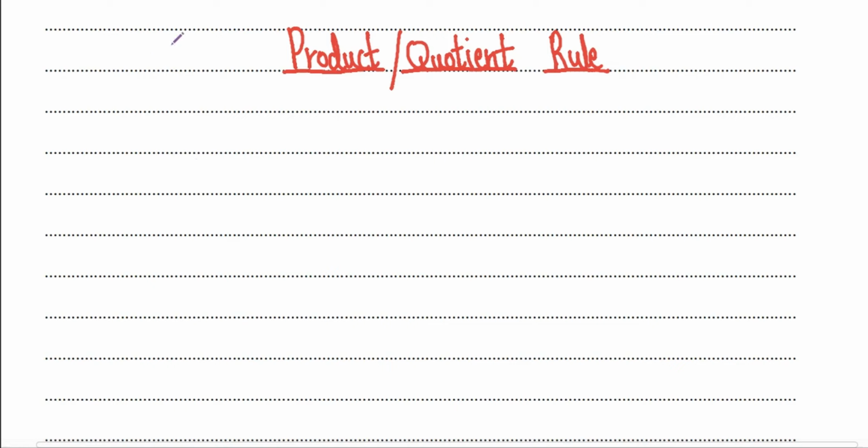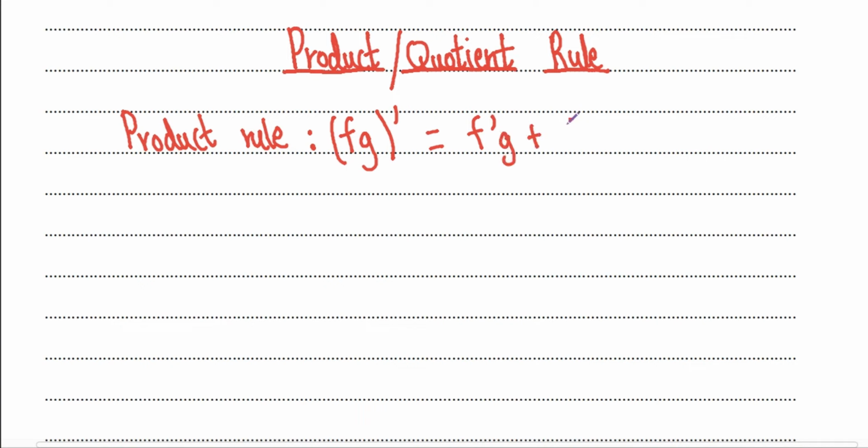About the product and quotient rule. So we'll start with the product rule. And unsurprisingly, it's related to derivatives, and it's exactly what you would expect. It's when you have a function f and g, and you multiply them together, and then you want to take the derivative of that whole thing. What do you get? Well, you get f prime g plus f times g prime.